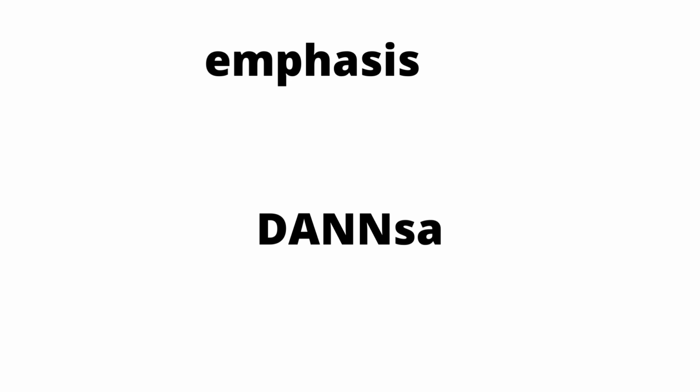The next thing in getting the sound right for Gaelic is the emphasis, which is almost always on the first syllable. So daunsa means dancing, daunsa. So you want to get that emphasis on the first syllable, unless you see an accent in the second syllable, in which case the emphasis will be on the second syllable. But that's not very many words, and they tend to be borrowed words.